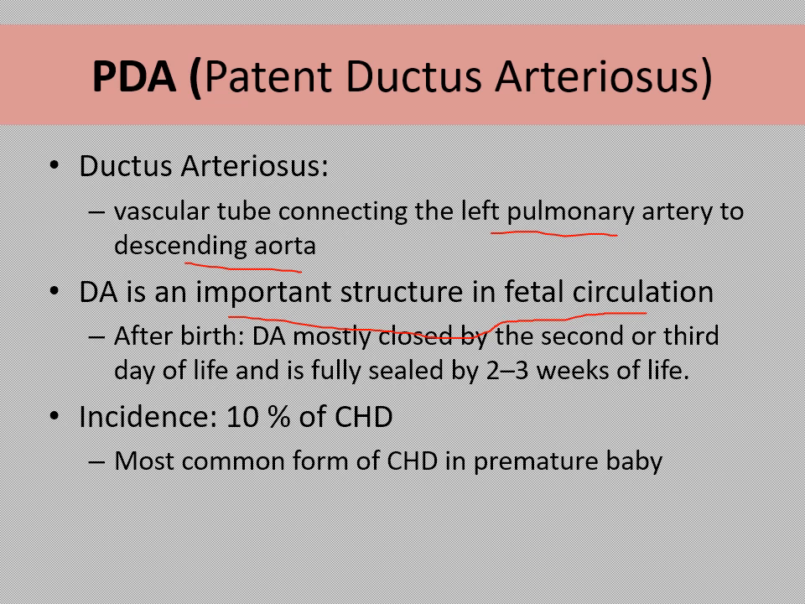Okay, since the blood does not need to go back to the heart, it can bypass the lungs and go straight to the aorta since the blood is already oxygenated. Okay, after birth, the ductus arteriosus mostly closes by the second or third day of life, and fully seals by 2 or 3 weeks of life. So the disorder occurs when the structure is not closed by then. So 10% of congenital heart disease comes from the patent ductus arteriosus. It's the most common form of congenital heart disease in premature babies.